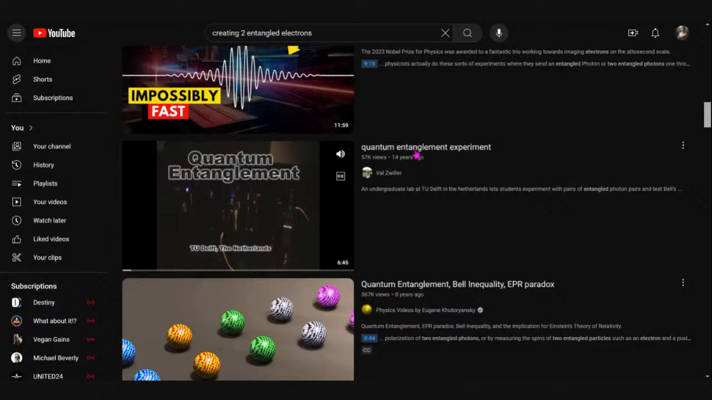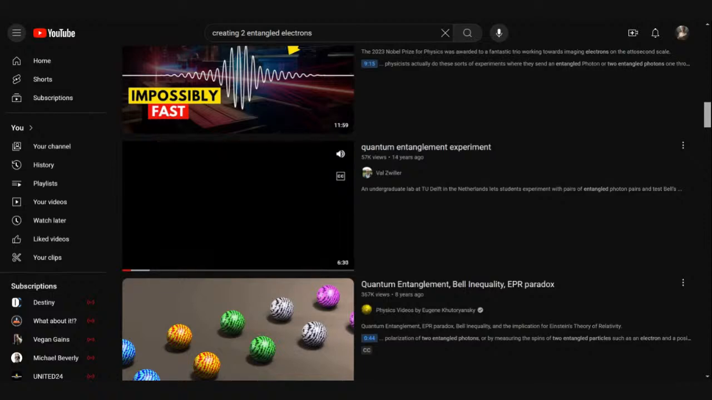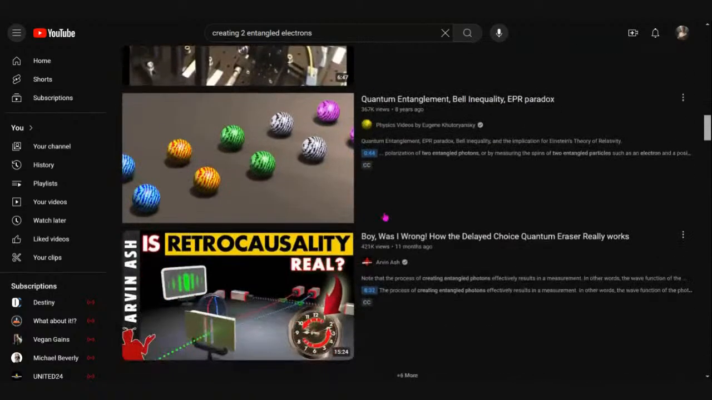This is an introduction to the TU Delft undergraduate lab on quantum entanglement. We present and explain the experimental setup you will use to test Bell's inequality and observe polarization entanglement with pairs of photons.